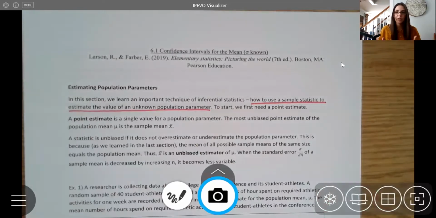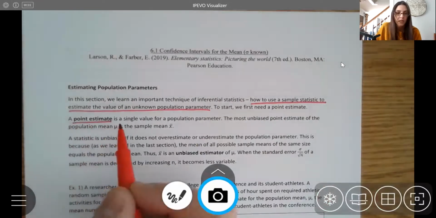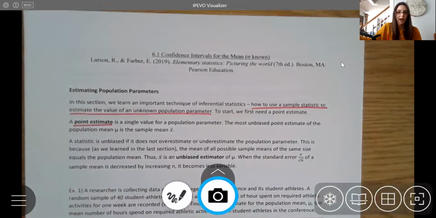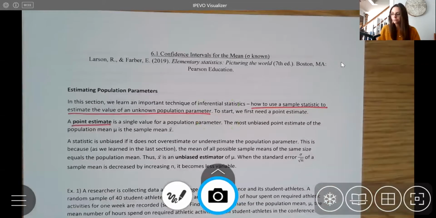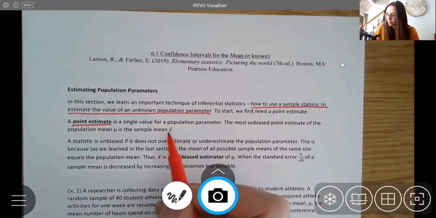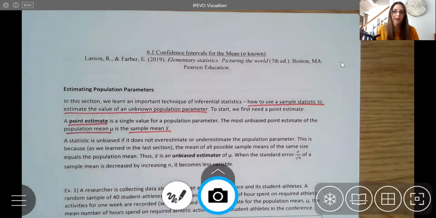The first thing we do is we need what's called a point estimate. And we've actually been doing point estimates all along. A point estimate is a single value for the population parameter. So it's just one value. If you're trying to figure out the population mean, then what we do is we use the sample mean as our point estimate.